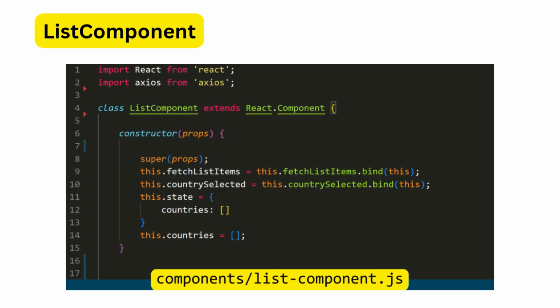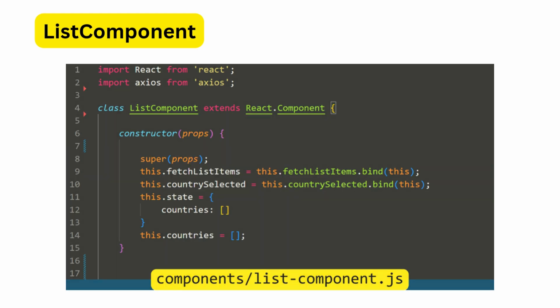The props are the arguments that were passed when this component was rendered on the screen. Recall that it was added in the main component. In this component, we initialized a new state variable called countries. This variable is going to hold the countries fetched from the external service.